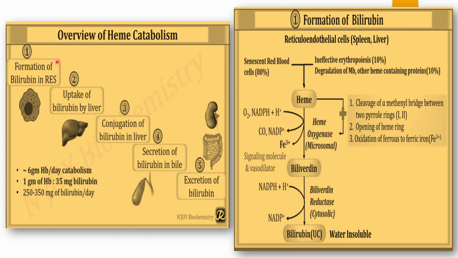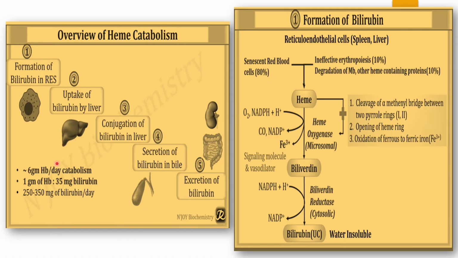First is the formation of bilirubin. Second is uptake of bilirubin by the liver. Third is the conjugation of bilirubin in the liver. Fourth is secretion of bilirubin into the bile. And the fifth step is excretion of bilirubin.